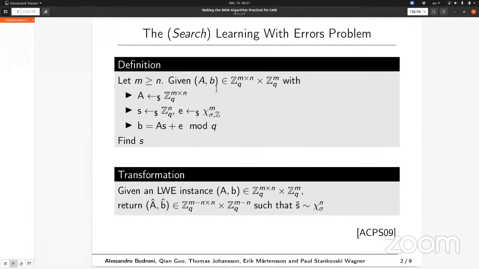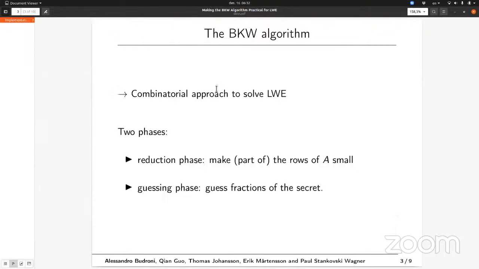In this talk, in our paper, we consider problems where the secret is also small, like the error. That means that the entries of the secret follow the same distribution as the error vector. In general, there exists a transformation which runs in polynomial time that transforms a general LWE instance, like in the definition, into an LWE instance where the secret is also small.